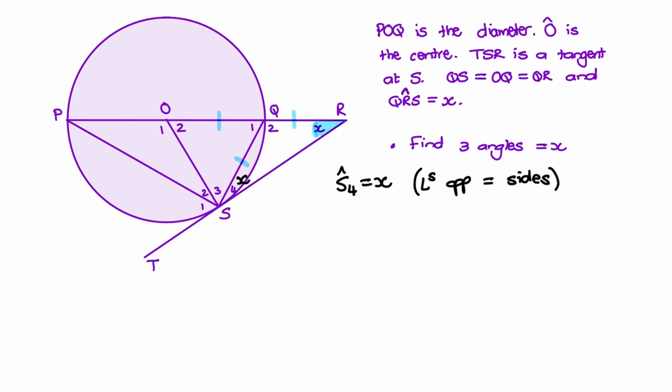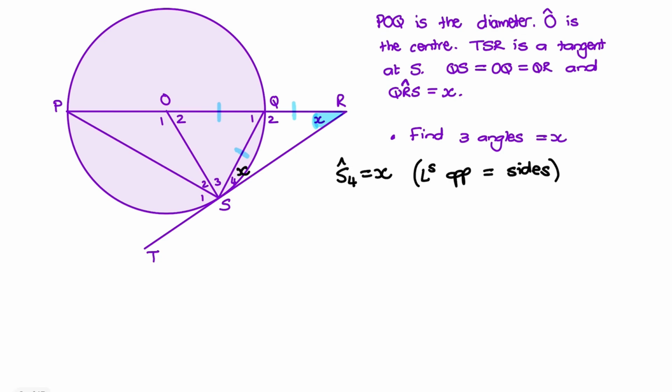For our second angle equal to x, we would use S4, and we can see that the angle of S4 is the angle between a tangent and a chord. And from the tan chord theorem, we know that that angle is equal to the angle formed at the circumference. So that means that angle P would also be equal to x. And our reason would be tan chord theorem.